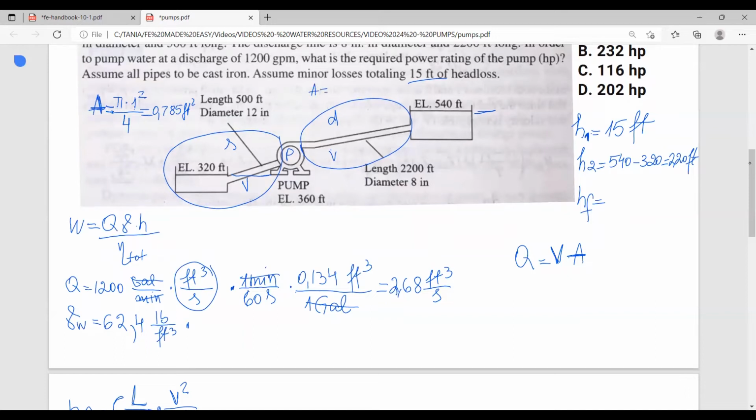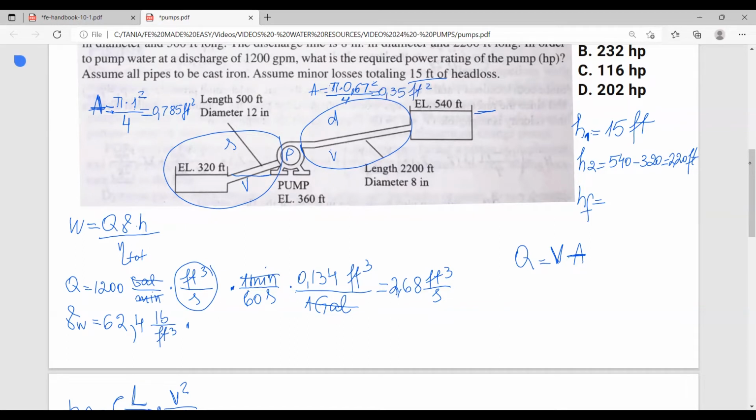And then on this side, area on discharge equals pi times, we have a diameter of 8 inches. 8 inches divided by 12, we get 0.67, squared, divided by 4. And the area at the discharge side is 0.35.